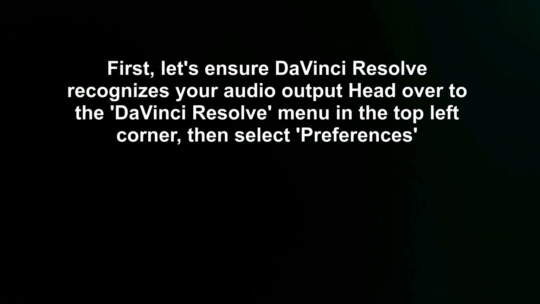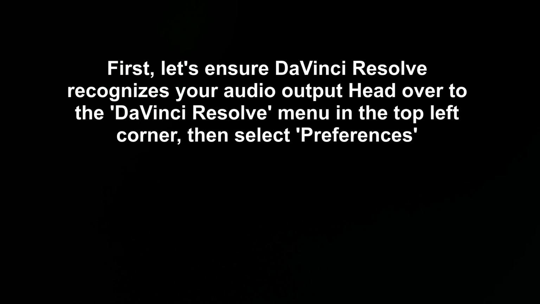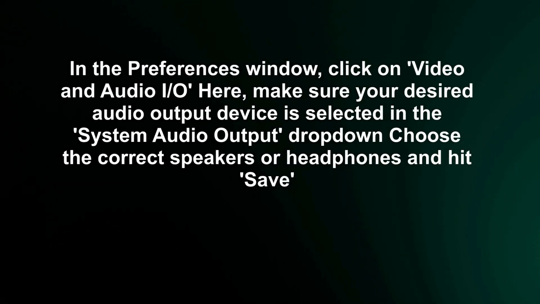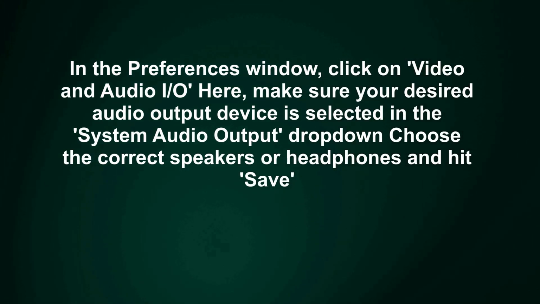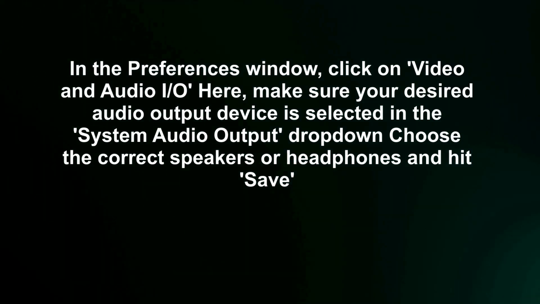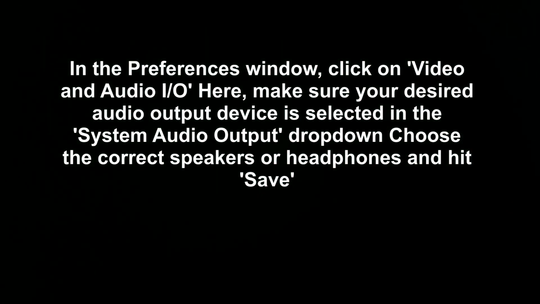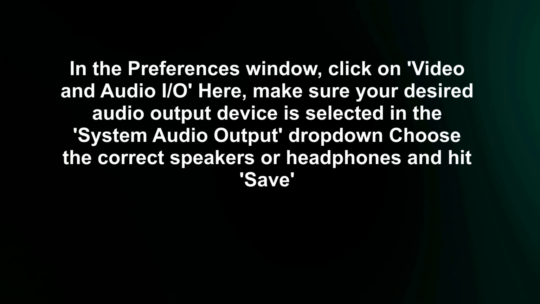Head over to the DaVinci Resolve menu in the top left corner, then select Preferences. In the Preferences window, click on Video and Audio I/O here. Make sure your desired audio output device is selected. In the System Audio Output drop-down, choose the correct speakers or headphones and hit Save.